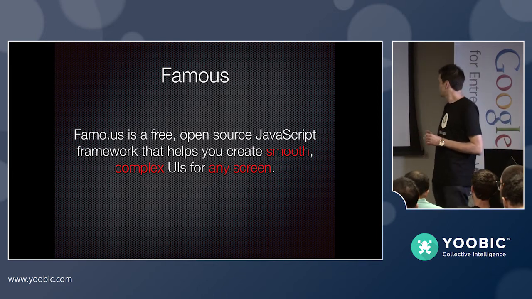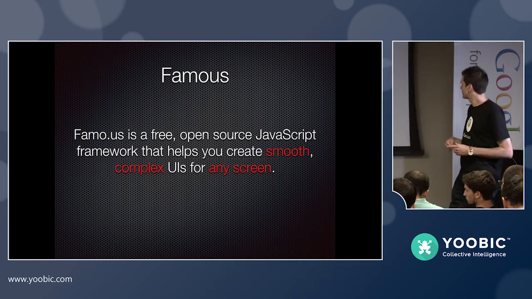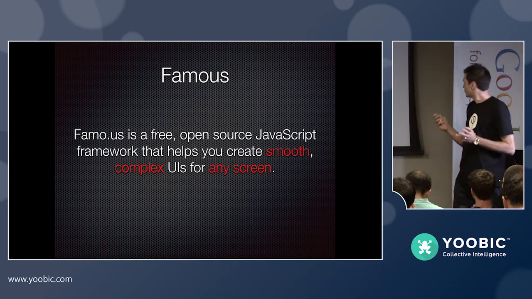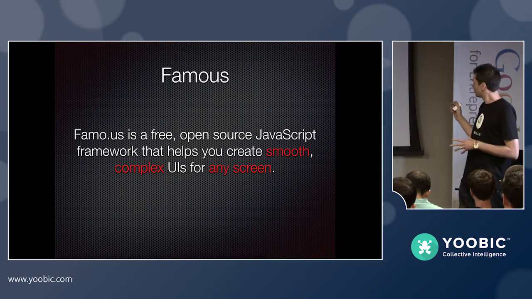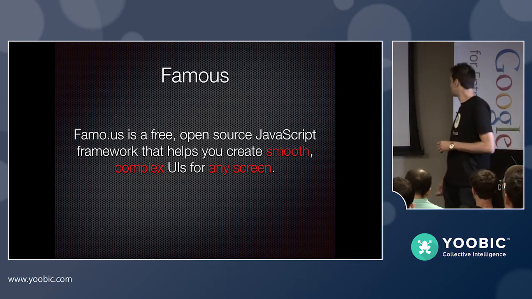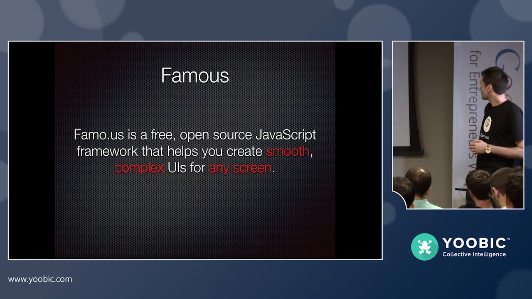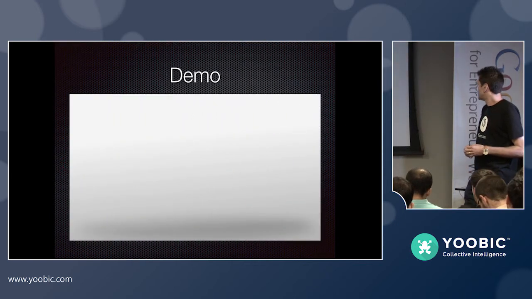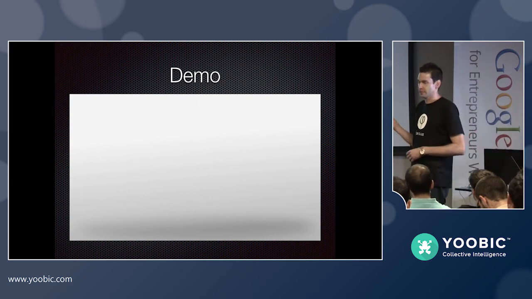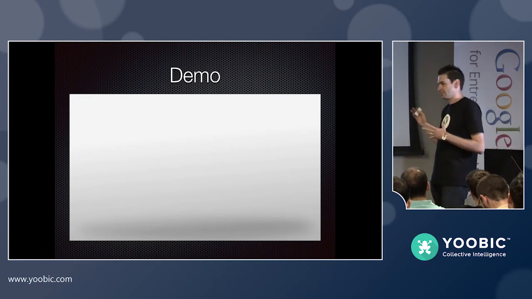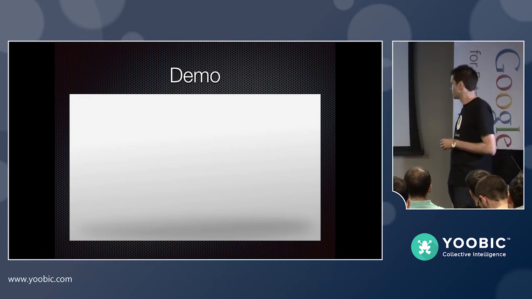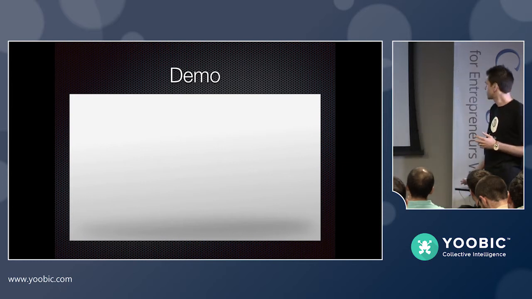So what is Famous? If you look at their website, that's what they write. It's a free open source JavaScript framework that will help you create smooth, complex UIs for any screen. The keywords are marked in red, and we will see why. But first of all, I will show you some demo. It's an app which was developed with Famous. Just pay attention to the smooth animation and all the transitions and stuff that you see.